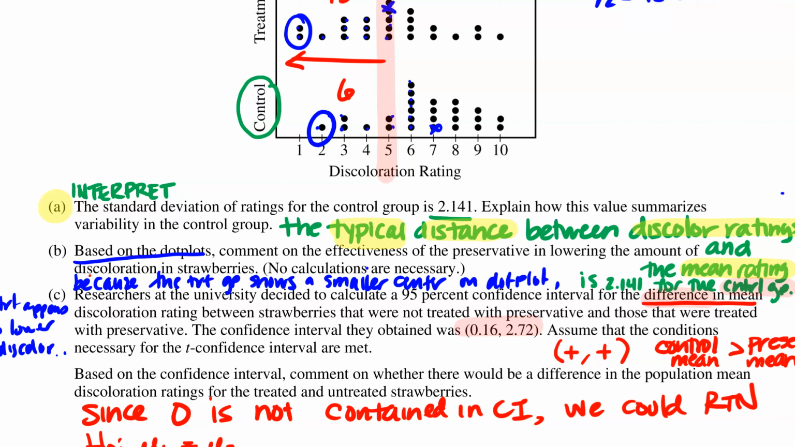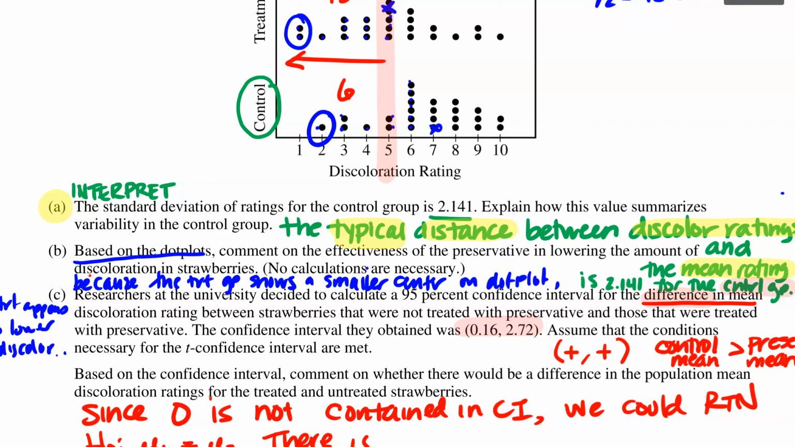They didn't make you say this other piece about rejecting the null. That's me being a little extra. But they wanted you to say, because 0 wasn't in the interval. And now you need to have your conclusion, right? The conclusion is there a difference in the population mean discoloration ratings for blah, blah, blah, blah, blah. There is a difference.